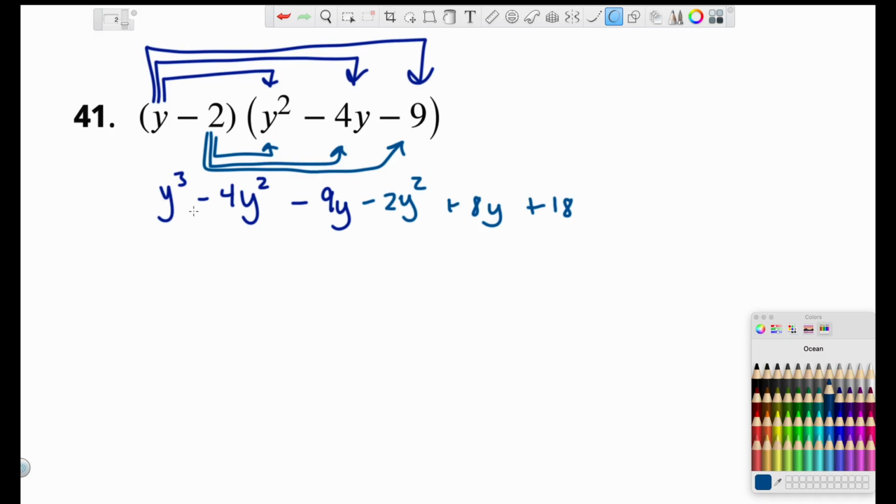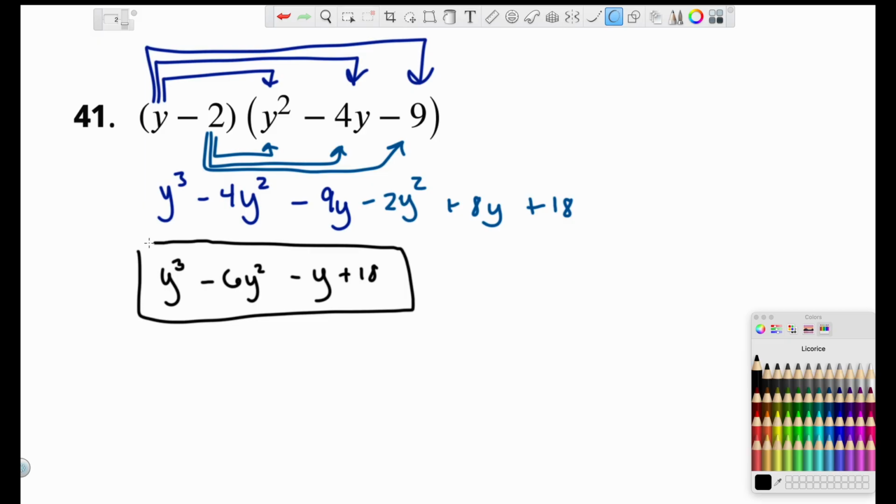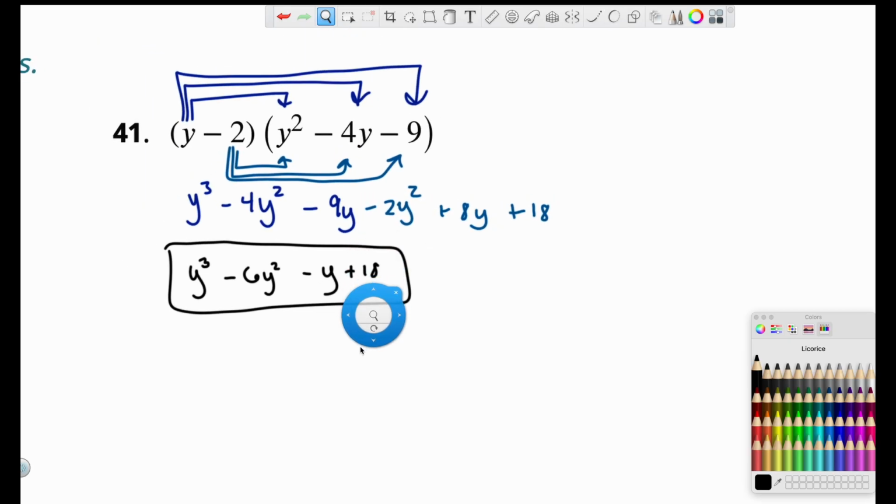And we got y cubed. Okay, that's a y cubed. And then the square term, minus 6y squared, negative 4 and negative 2. And then I've got a negative 9y plus an 8y. That's negative y plus 18. And that's it for that one. Very good.